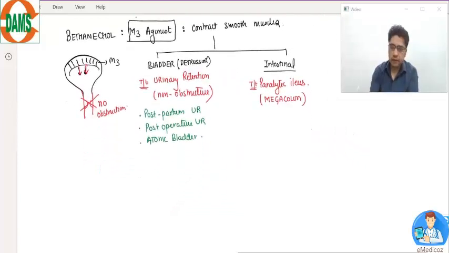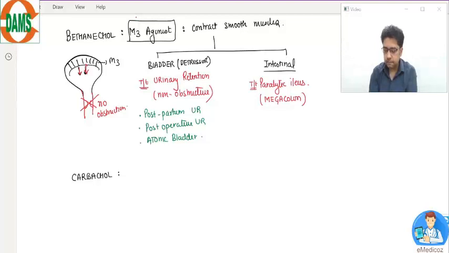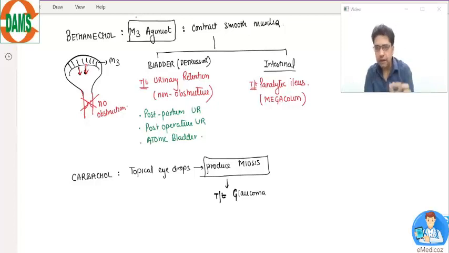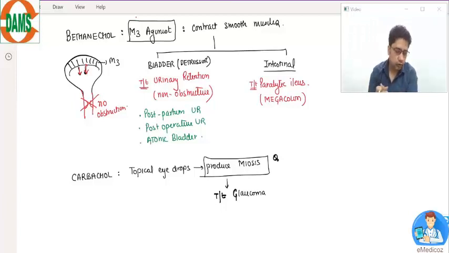Next drug you will write is carbachol. Carbachol is given as topical eye drops to produce miosis. Remember, we produce miosis in the treatment of glaucoma. Glaucoma is a separate topic. I will tell you later on, so please leave this point for a moment. Why we need to produce miosis in glaucoma, we will discuss later on.